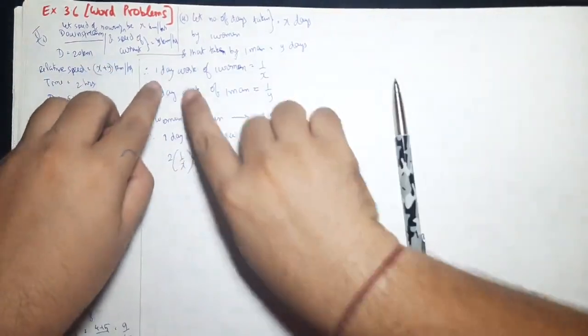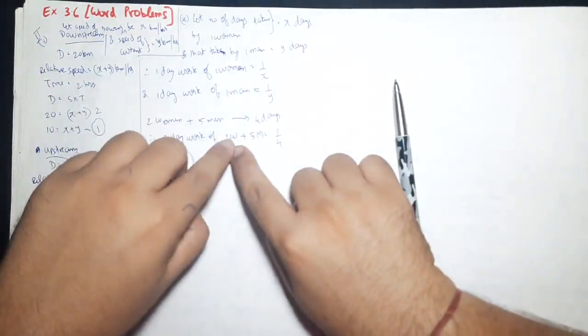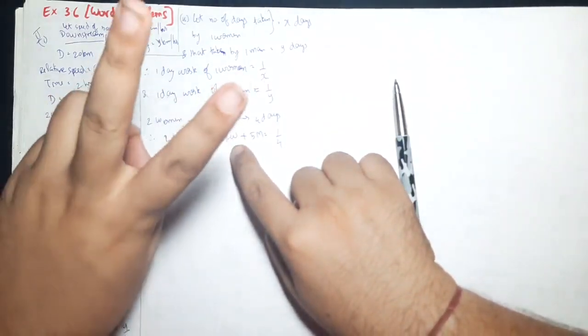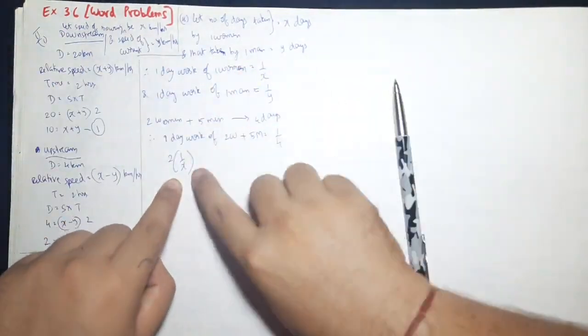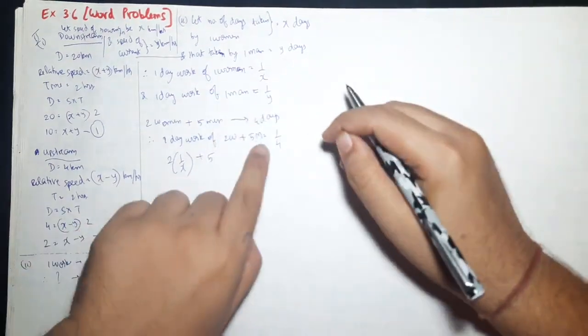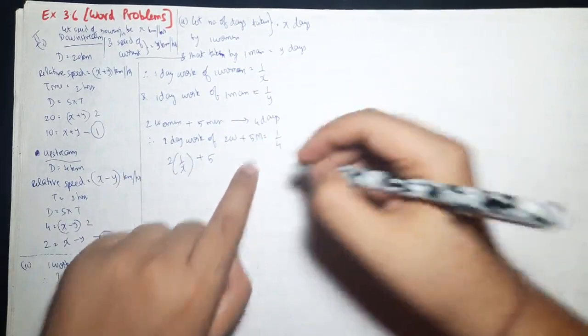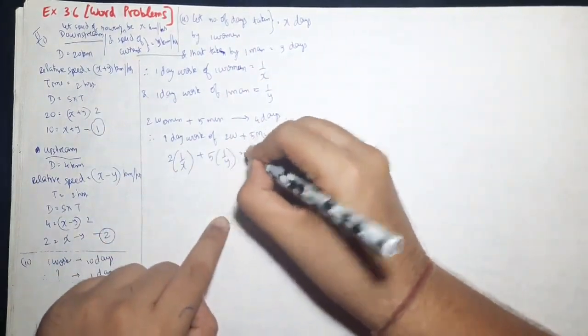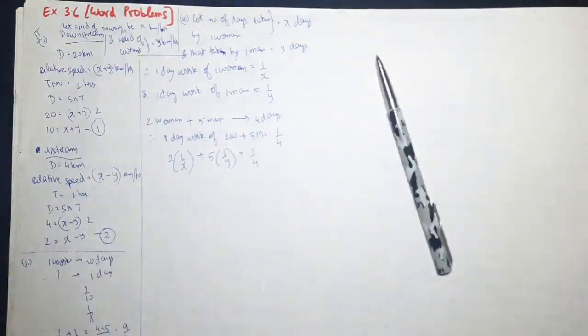Understood? See, 1 day work of 1 woman is 1 by x, and there were 2 women in this group. So total work done by 2 women in 1 day will be 2 into 1 by x, plus 1 day work of 1 man is 1 by y. So 1 day work of 5 men will be 5 into 1 by y equals to 1 by 4. I hope I made myself clear.